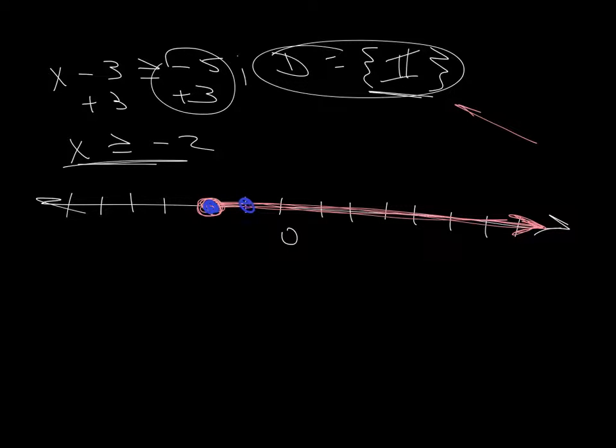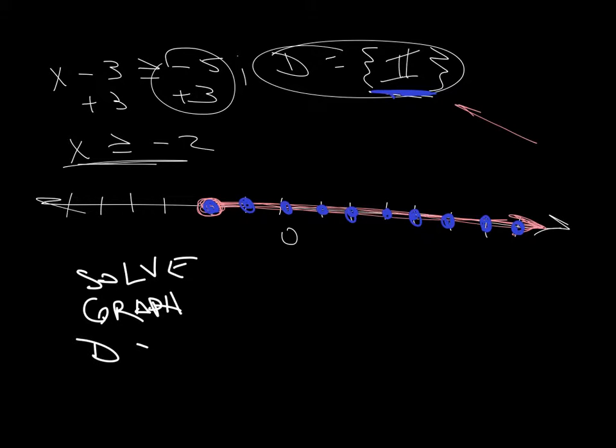Only my counting numbers that are greater than or equal to -2. It does not include the numbers in between because those are real numbers, and we're just interested in integers, which are the counting numbers. So that would be your answer. So the steps are: solve the inequality, graph, then look at your domain. What numbers are included in your domain so that you can actually pick them.